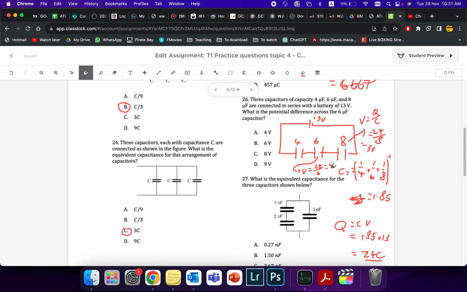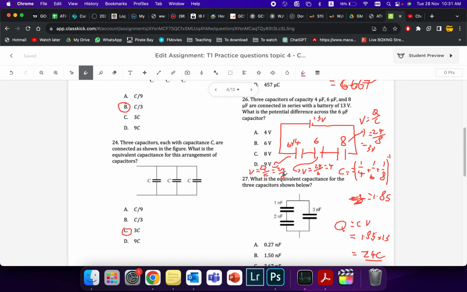Equals 4 volts. You can do the same thing here. But another thing you can do is, if I know this is 13, then 13 minus 4 minus 3 should give me 6 volts. Let's check if I am correct. Let's see if my brain still works. This is extra, by the way. V is Q over C. This is going to be Q, which is 24 divided by 6.